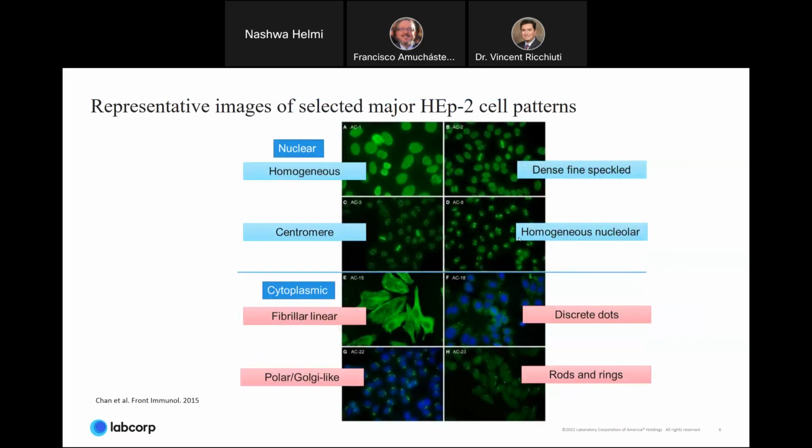There are representative images here of selected major HEp-2 cell patterns. So with the nuclear location, with homogeneous, then fine speckled, centromere, homogeneous nuclear lamin for the most common ones, and then the cytoplasmic patterns on the bottom here, which also are key for myositis, dermatomyositis, or even primary biliary cirrhosis.